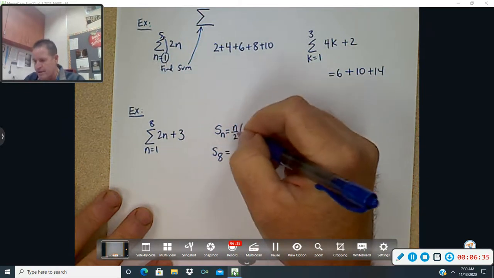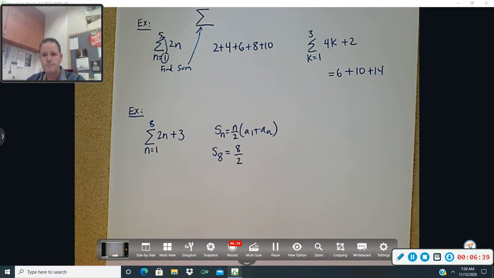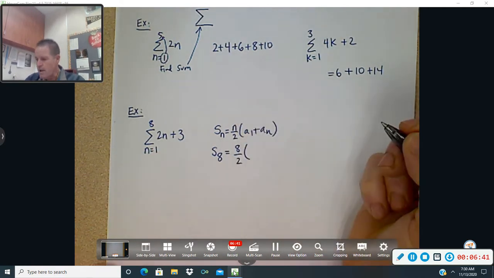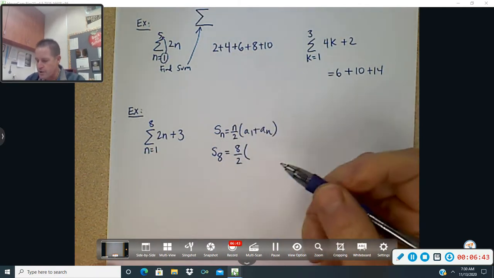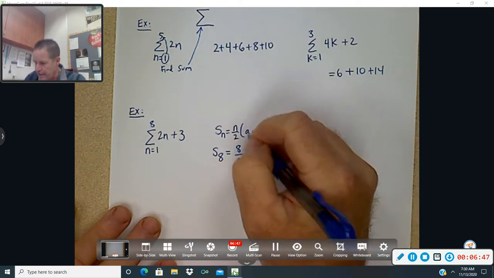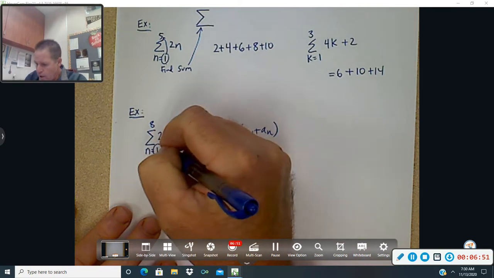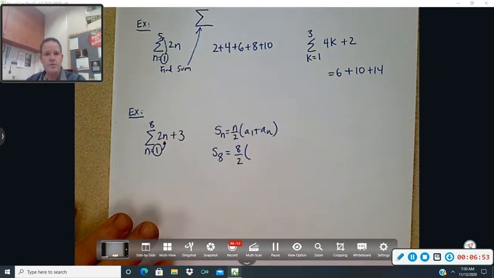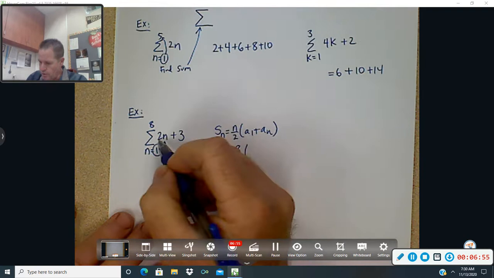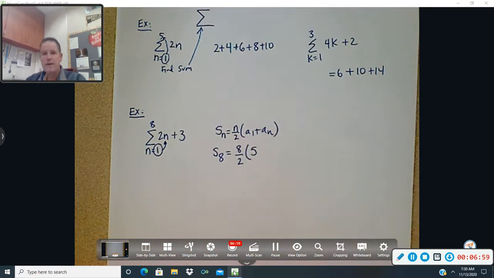Now, again, n is the number of terms. There's going to be 8 terms divided by 2 times the answer to the first term. Well, how am I going to get the answer to the first term? Because a sub 1 stands for the answer of the first term. I'm going to plug in 1 to get the answer to the first term. So 2 times 1 is 2. 2 plus 3 is 5. And that's the answer to the first term.